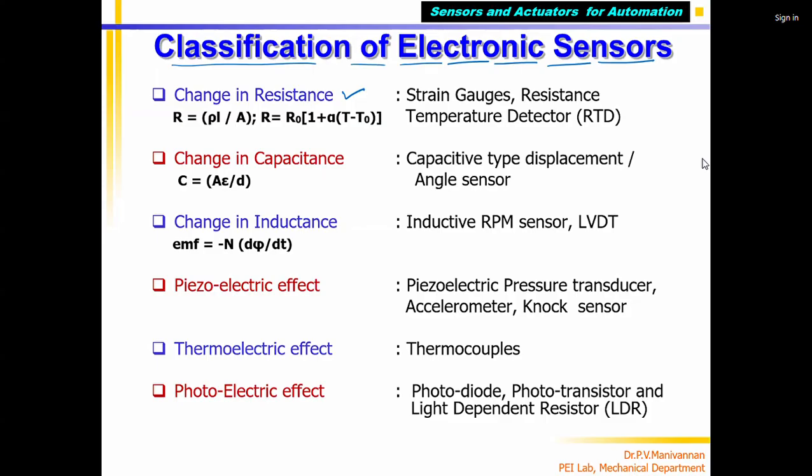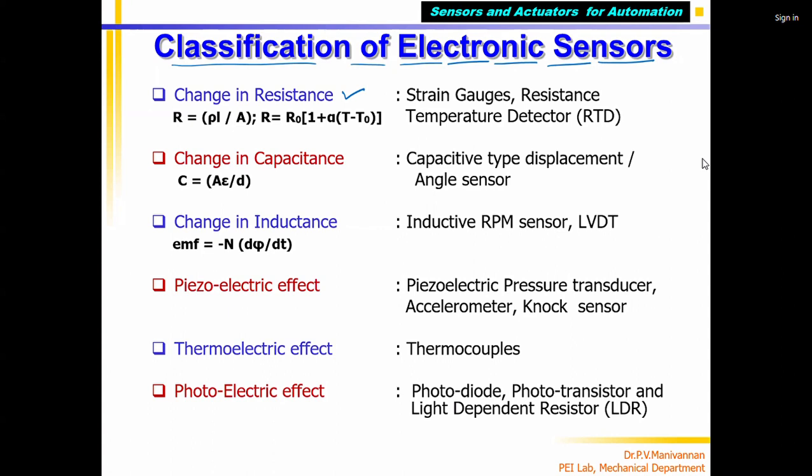A strain gauge is basically nothing but an electrical wire. We are going to see it today or tomorrow. We are going to see that the strain gauge is nothing but an electrical wire. When it is subject to force or pressure or torque, its physical dimension changes.